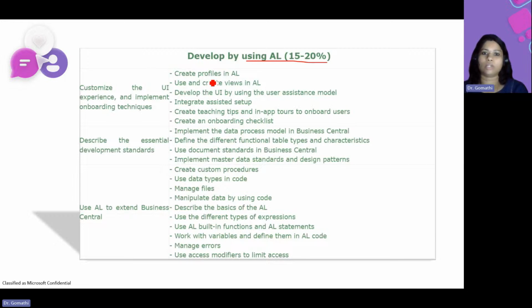Here comes how you can create profiles in AL and create views in AL. I got some questions from assisted setup. Also I got some questions from document standards and the data types and code: what are the types of data you will be getting, and AL built-in functions and AL statements. And also I got some questions from the variables. Other than that, in the modifiers and limit access, you can find the difference.